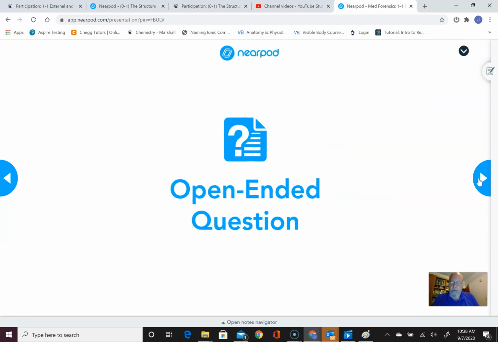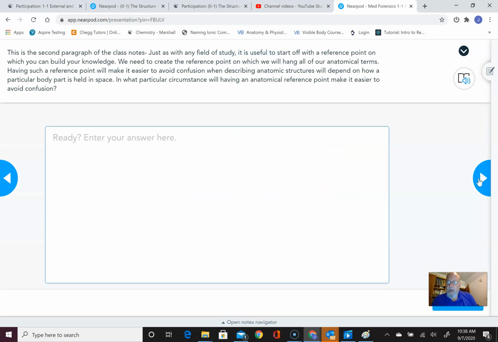So, here's an open-ended question. I have typed out the second paragraph here of the class notes, and the last statement here is asking you to write down an answer. In what particular circumstance will having an anatomical reference point make it easier to avoid confusion? So read through the paragraph and see if you can identify the circumstance where having an anatomical reference point will make it easier to avoid confusion.